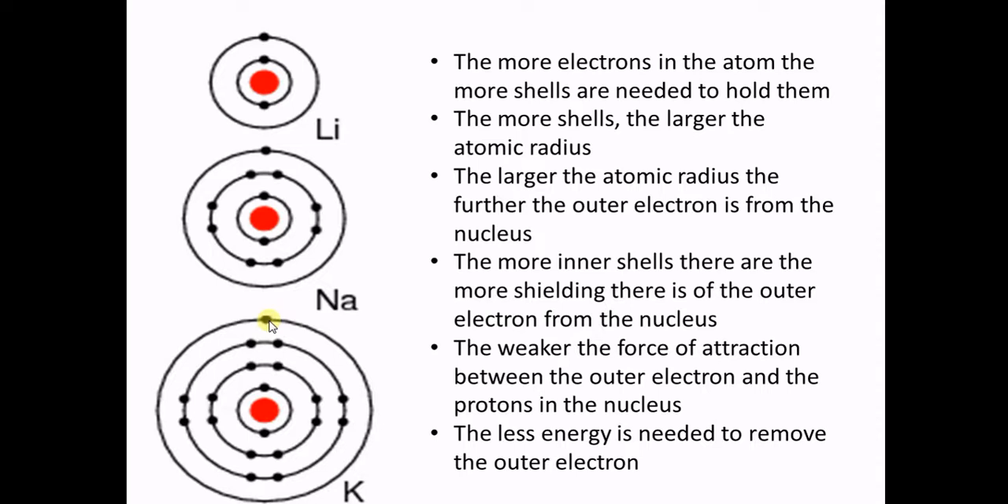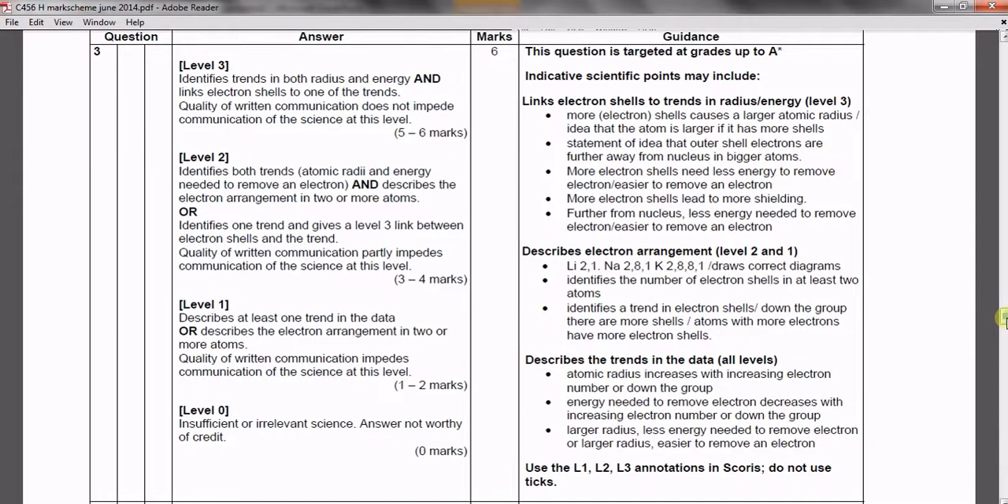Pause this video here, just check through these points, make sure you're happy with them. Okay, now have a look at the marks. Pause the video here and check over the points on the mark scheme. Notice that for a level 3 answer, so that's your 5 or 6 marks, you need to identify both of the trends and how they link to the electron shells. If you've done everything that we did on the PowerPoint, then you've covered all marks for a 6 mark answer.